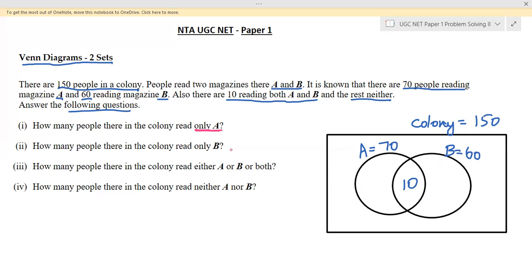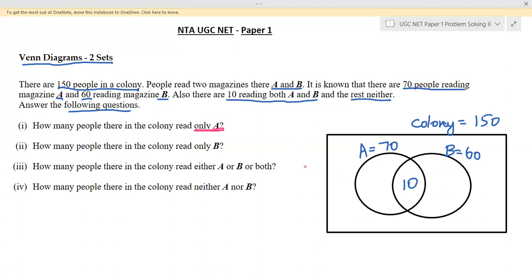Only A? There's a very clear difference between my first question, that is, how many people are reading magazine A, for which the answer would be 70, and this question. How many people in this colony read only A? Read A is different from read only A. What do you mean by read only A? That refers to the people who are reading magazine A only and they shouldn't be reading magazine B. That is the meaning of the question.